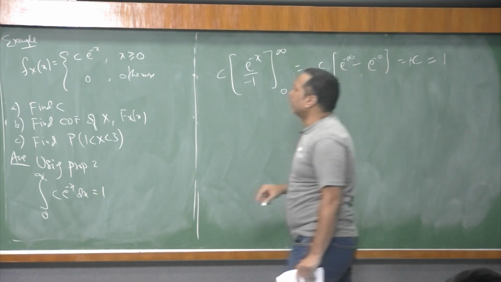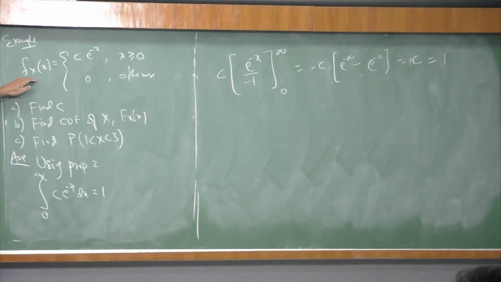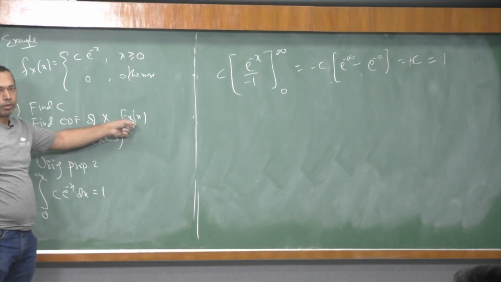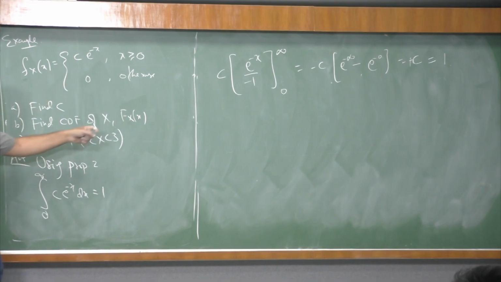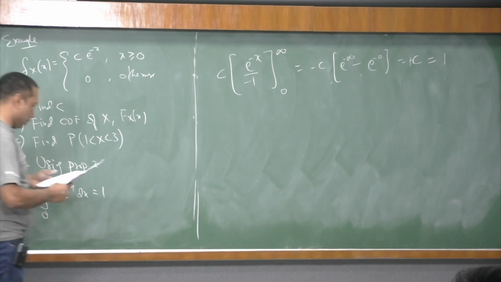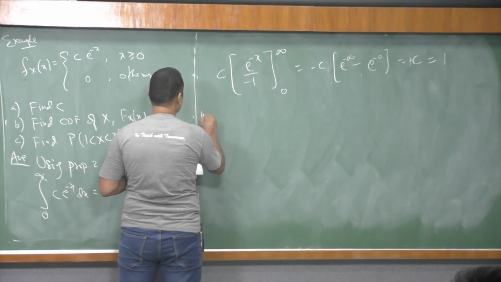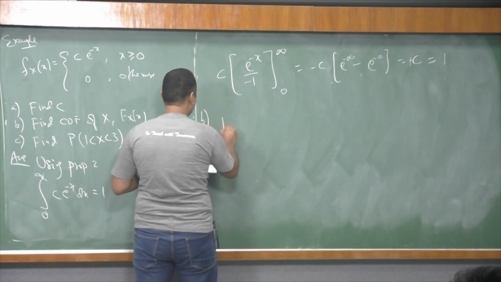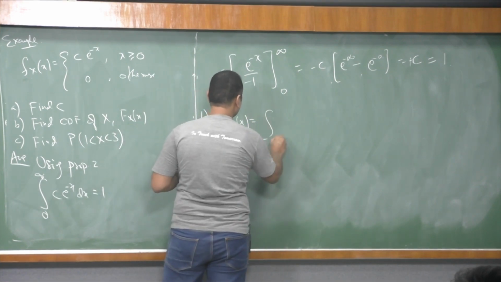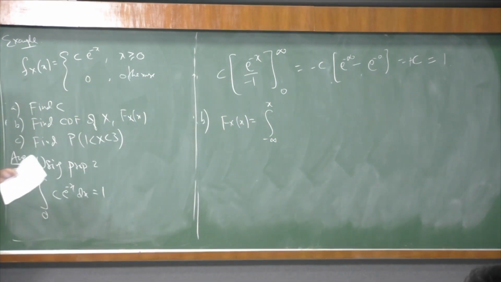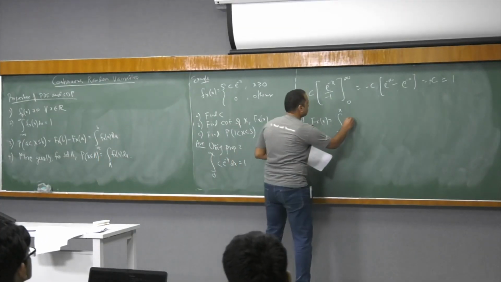Now we have the PDF. Then we can find the CDF using the PDF. The CDF is the cumulative until a certain x, so it's the integral of the PDF from minus infinity until x. So the CDF can be found at any given point x. So B: F_X(x) is the integral from minus infinity until x, and we substitute the PDF value. So c is now 1, and the PDF is e to the minus x.